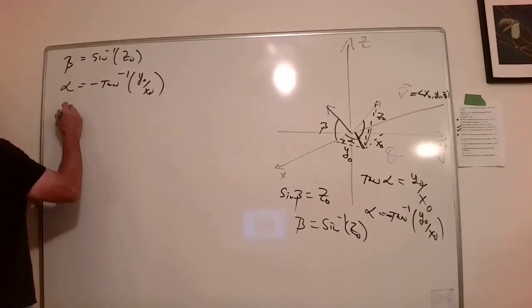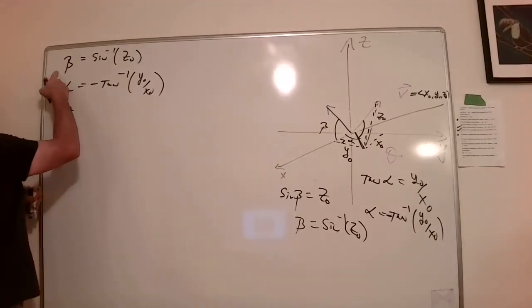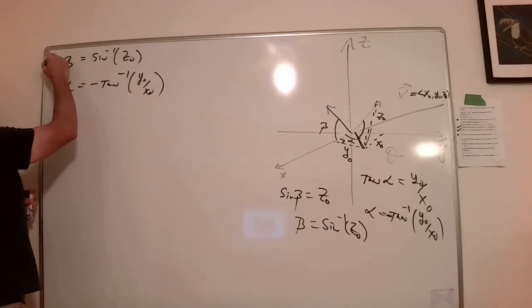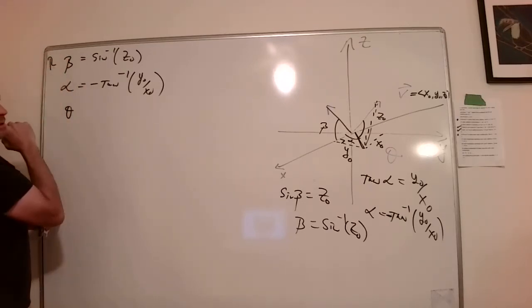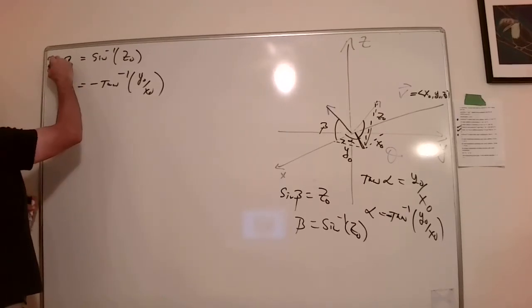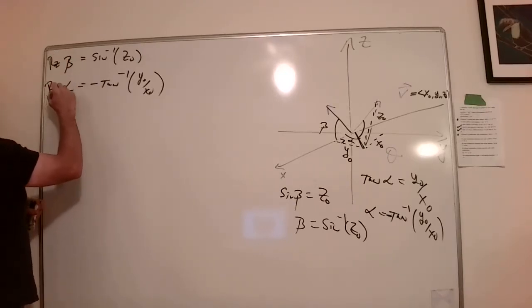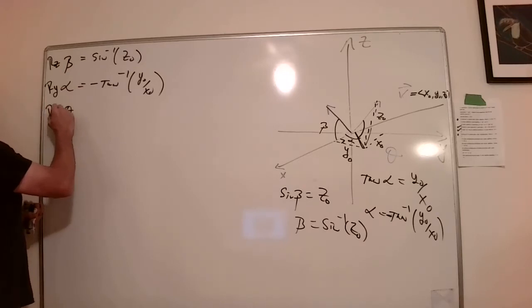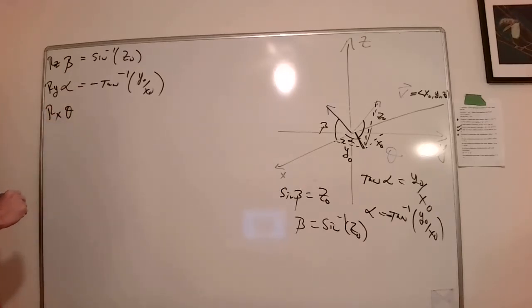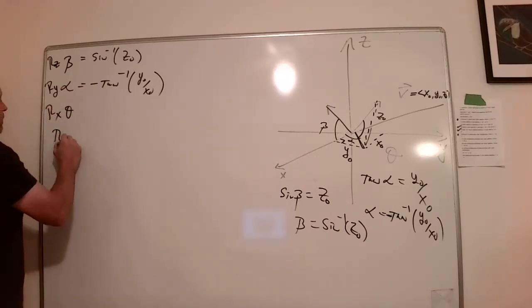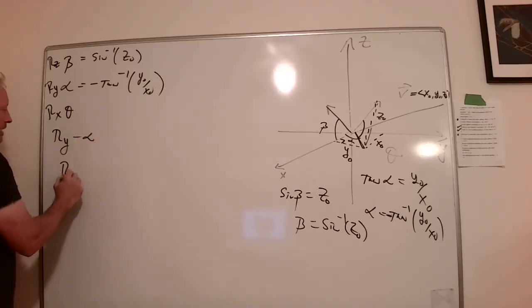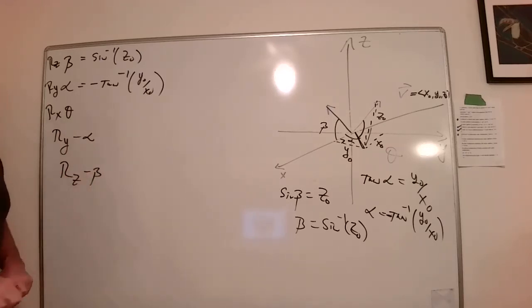So maybe let me just write this down here for a second. So we rotate first about the z-axis using beta. Then we rotate about the y-axis using alpha. We rotate about the x-axis using theta. And then we need to rotate about the y-axis using negative alpha. And then finally rotate about the z-axis using negative beta.